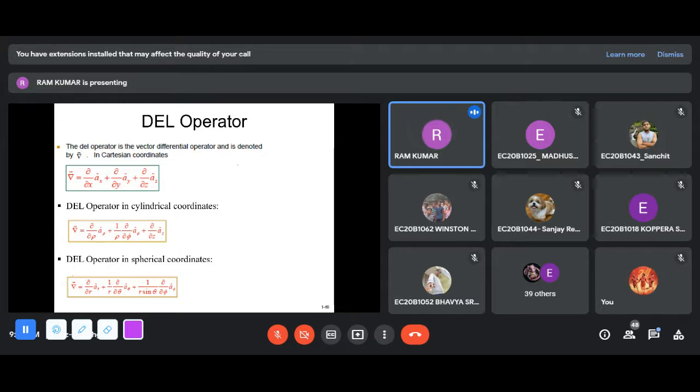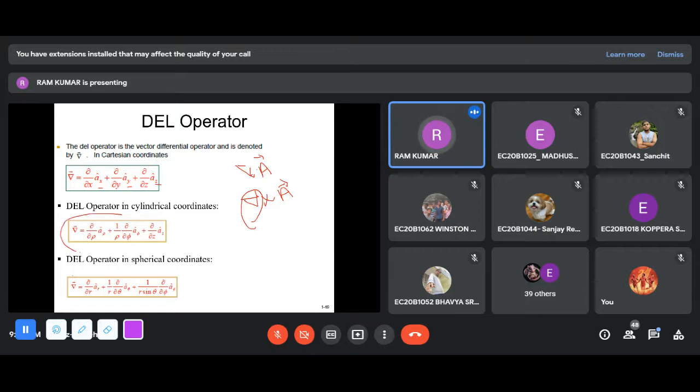When you use divergence, it is del dot some vector. Then curl is del cross a vector. For the divergence and curl operations we use the del term. Del is one of the operators, like addition, subtraction, multiplication. This is ∂/∂x of the x component, ∂/∂y of the y component, ∂/∂z of the z component. This is for the Cartesian coordinate system.